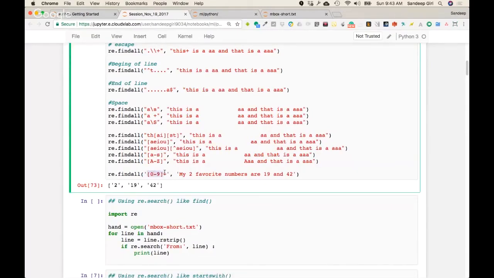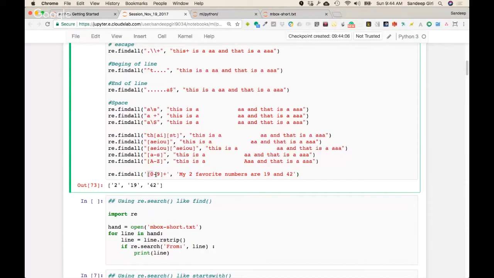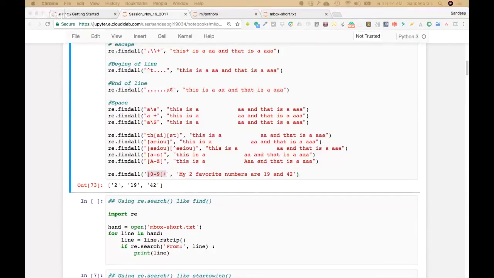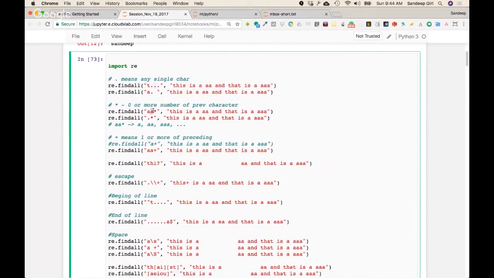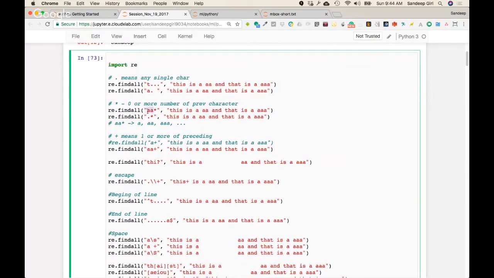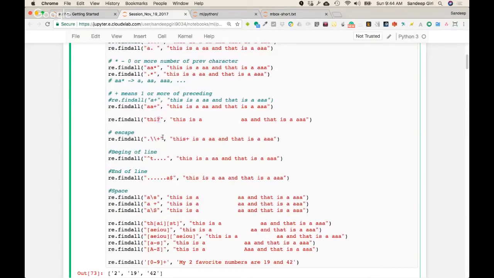Okay. So this expression is matching with all of these. This expression is matching with numbers, right? So what we learned so far is that, going back, the dot means any single character. Asterisk means any number of times of the previous character. If there is a dot before the asterisk, it will match any character any number of times. Plus means at least once, and so on. Question mark means zero or once. Okay.